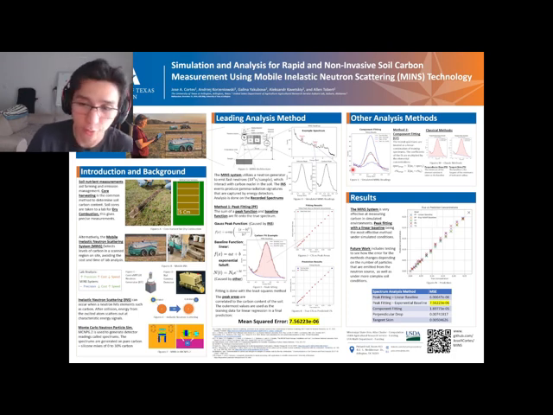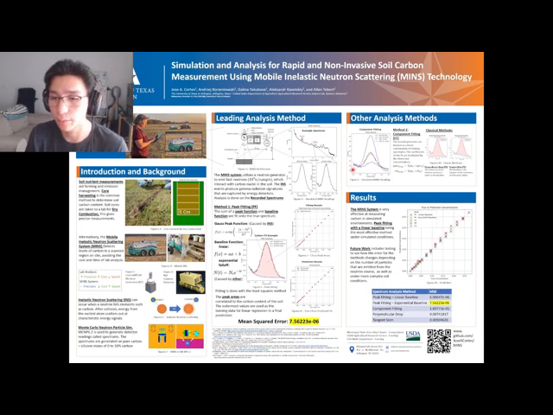Hello, I'm Jose Andres Cortes, and this is Simulation and Analysis for Rapid, Non-Invasive Soil Carbon Measurements using the Mobile Inelastic Neutron Scattering System, or MINS technology.